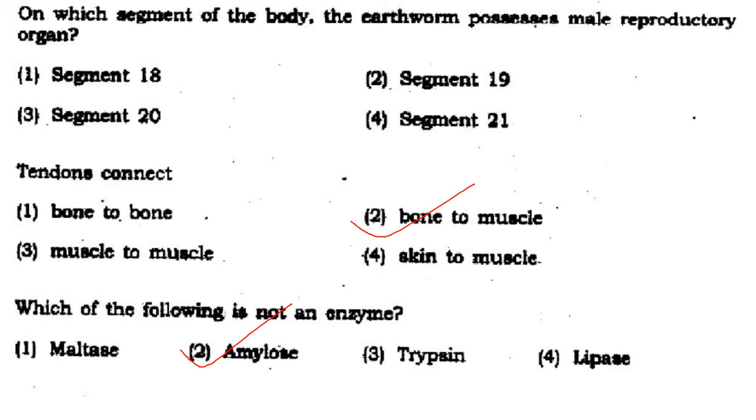Next one. On which segment of the body does the earthworm possess the male reproductive organ? Option 1 segment 18, option 2 segment 19, option 3 segment 20, and option 4 segment 21. The correct answer is between the 10th to 11th segment. Now that option is not there in the question.